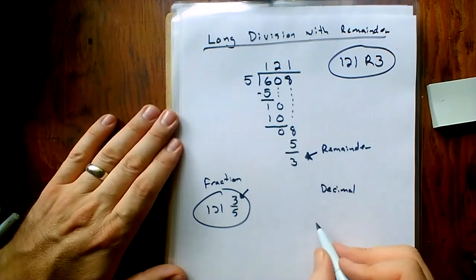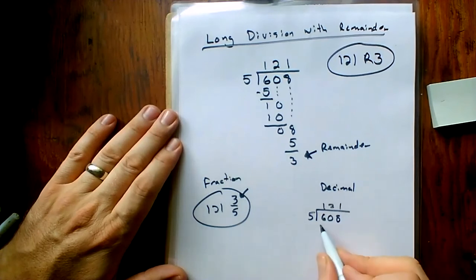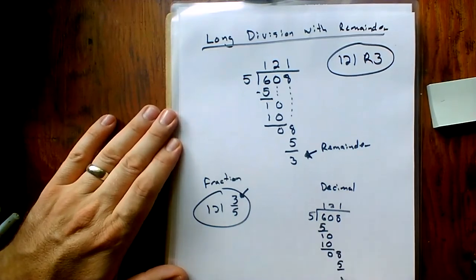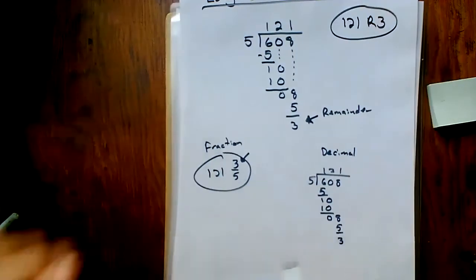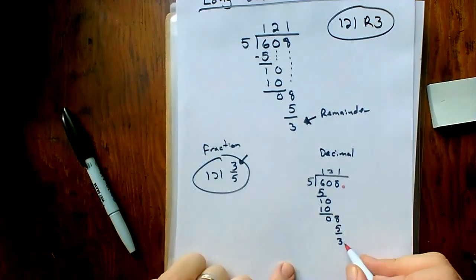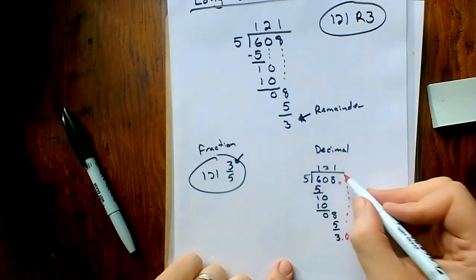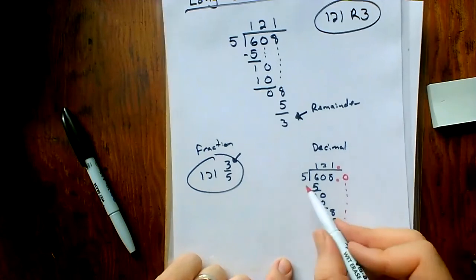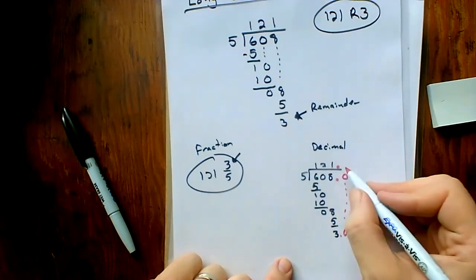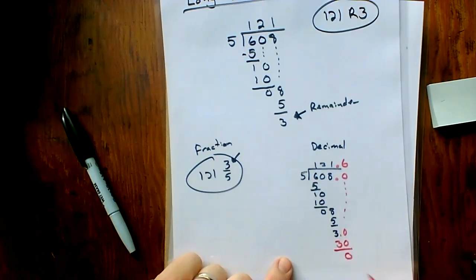As a decimal, 608 divided by 5 is 121. What we would do is put a decimal point after our whole number and start tacking on a trailing 0. And then the decimal point goes above here. 5 would go into 30, 6 times 5 is 30, and I've got a remainder of 0.